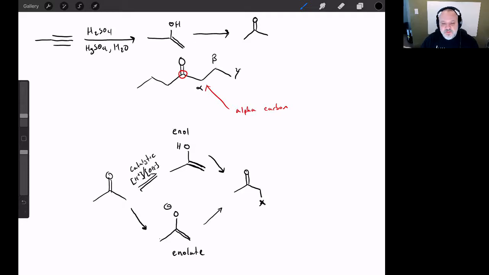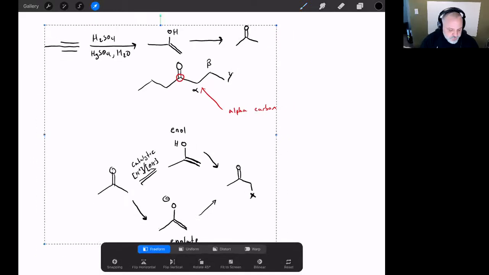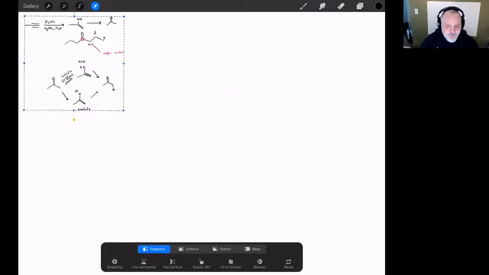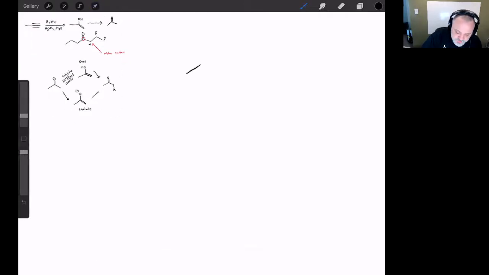Okay, so let's take a look at some of the situations under which enols and enolates exist. Remember, it really is an equilibrium situation. Under most conditions, the ketone is favored.